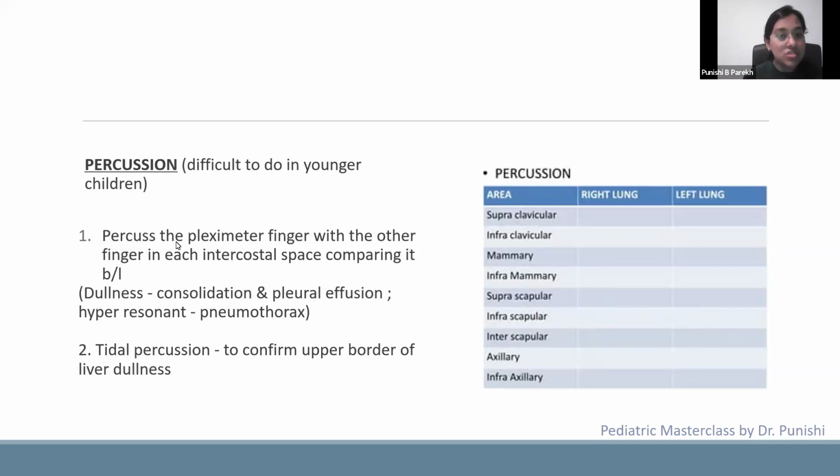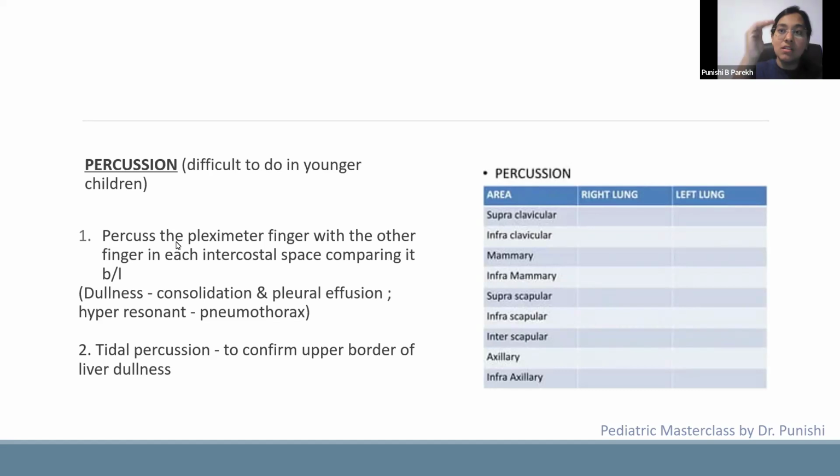Now, tidal percussion is done to confirm the upper border of liver dullness. So if you're having dullness on the right side on percussion and you want to differentiate whether it's because of a lung etiology or because of hepatomegaly, the best way to do it is by tidal percussion. Again, this is almost close to impossible to do in children. Even in older children, it's difficult to do. But how do you do it?